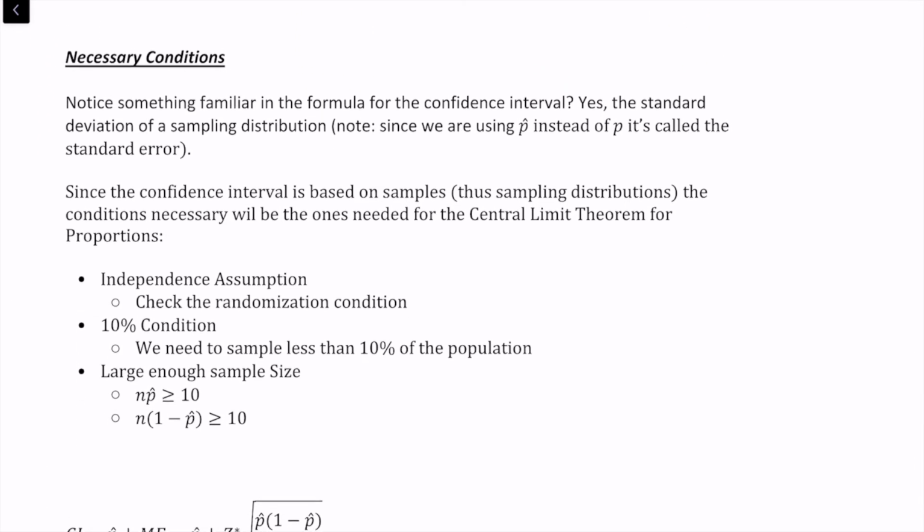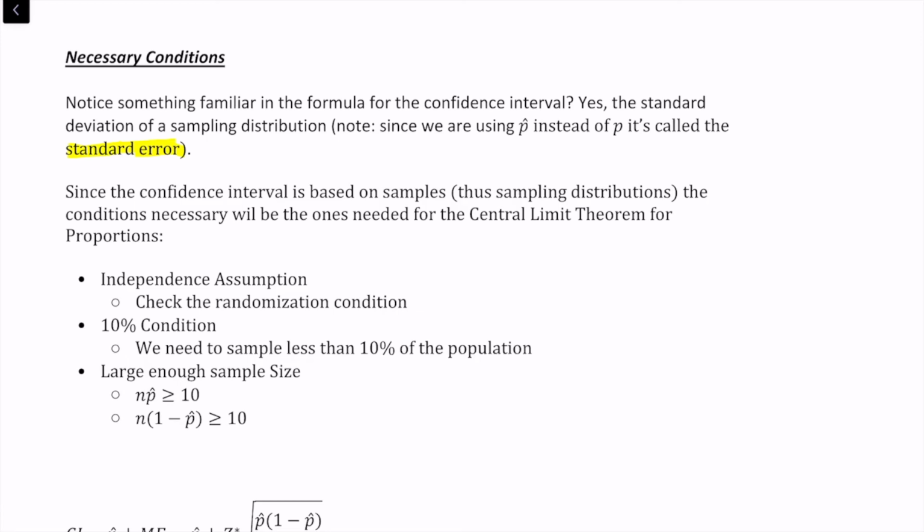And so that's what I want to make note of here. Notice something familiar in the formula for the confidence interval. Yes, the standard deviation of a sampling distribution, aka from the central limit theorem. However, in the central limit theorem standard deviation, we use p's in the formula. It was the square root of p times 1 minus p over n. Well, since we're using the sample proportion, p hat, we call it the standard error. So I just want to give you a little bit of terminology here. Because we're not using p and we're using p hat, we call it the standard error.